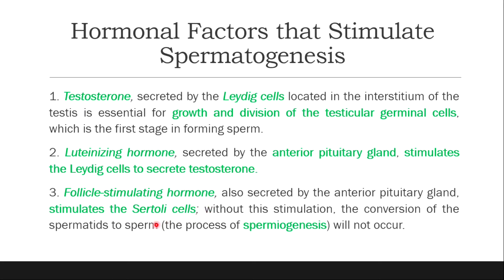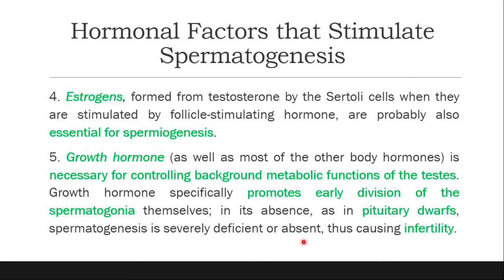Yung Sertoli cells na to, ito yung nag-a-assist ng tinatawag na spermatogenesis or yung tinatawag nating differentiation ng spermatids to mature sperm. Para maging motile yung sperm natin. Okay, kasi important yung motility na yon sa fertilization. Okay? And then the fourth one is estrogen.